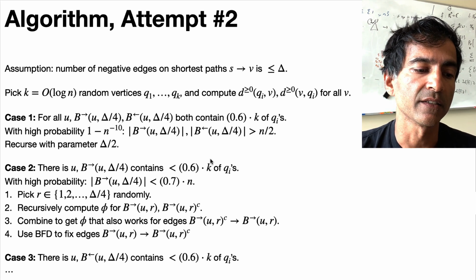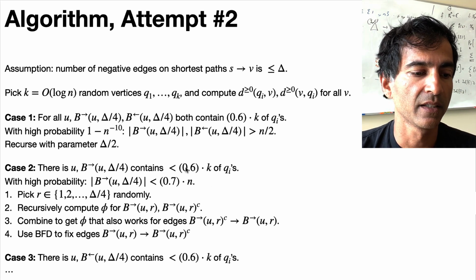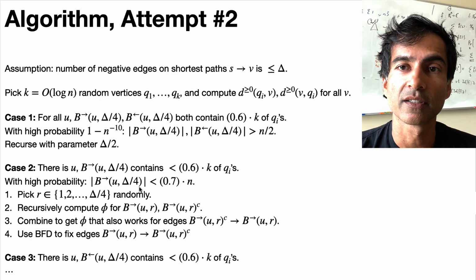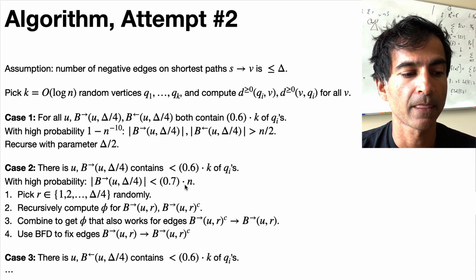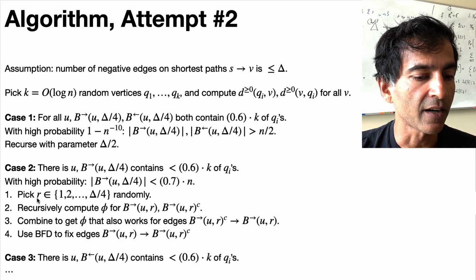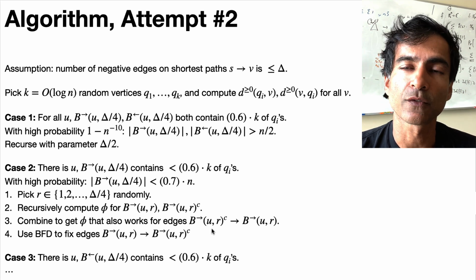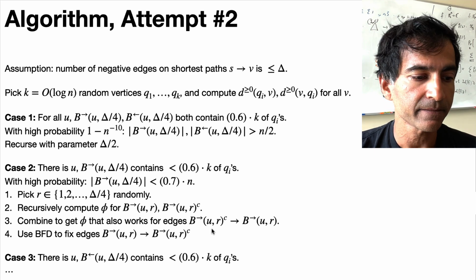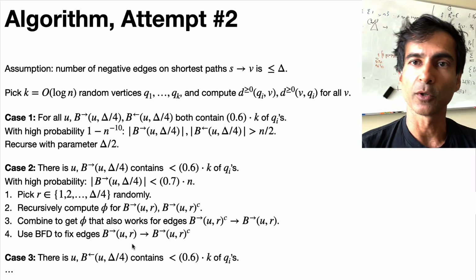On the other hand, if there's some u for which the ball is small, which is indicated by the fact that this ball contains less than 0.6 fraction of the q's, then this means that with high probability the real ball has size at most 0.7 times n. In that case, we pick R uniformly at random, like before, recursively compute phi for the ball and the complement of the ball, combine them to obtain something that works for all of the edges that go from the complement into the ball, and finally run BFD to get something that works for the edges that go from inside the ball to outside the ball.